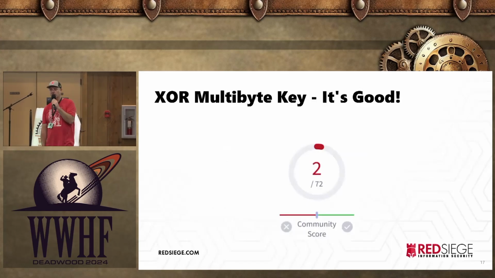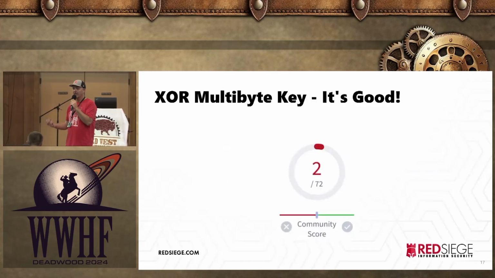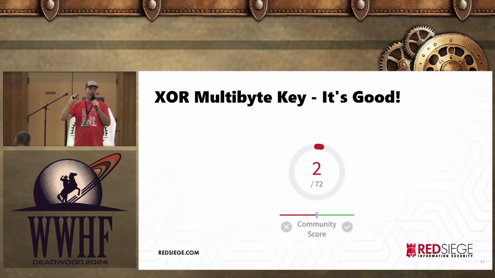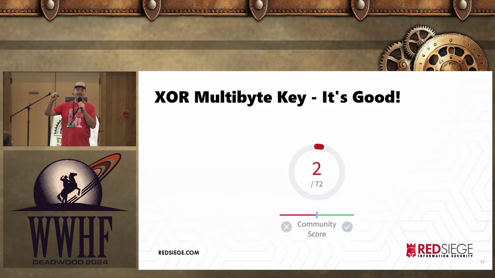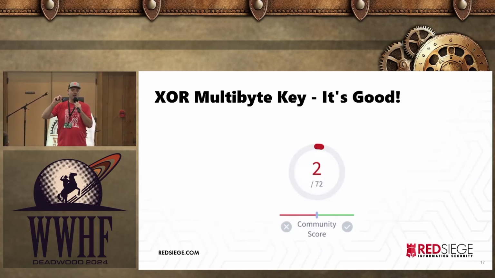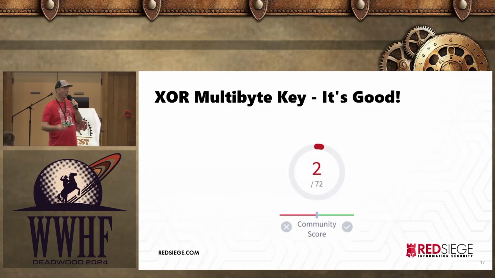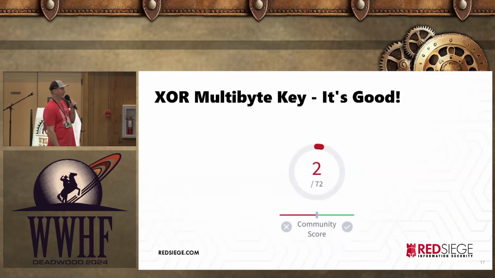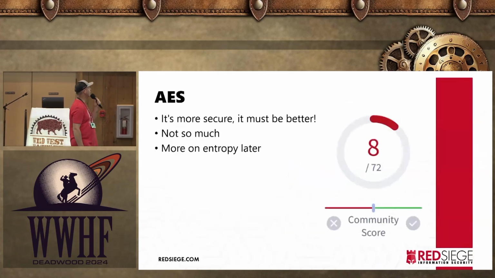Only 2 engines detected XOR with a multi-byte key. Now, we'll talk about later, there's a little caveat with this because the routine is detected by some engines, but you can change that. We're going to talk about how to break that routine detection later. But only 2 detected XOR with a multi-byte key. So pretty simple encryption and very effective at hiding.